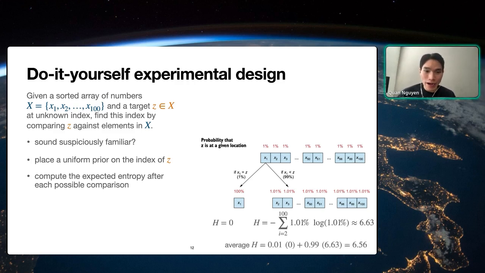Now you will compute the average entropy, because remember, we need to compute the average across different scenarios. Here we have 0 entropy in the first scenario with probability 1%. Here in the second scenario it is 6.63 with 99%. So we average across these two scenarios to compute the average entropy. And remember, this is the average entropy if you decide to perform the comparison between Z and x1. But you can go through the same procedure for x2, x3, to x100, right?